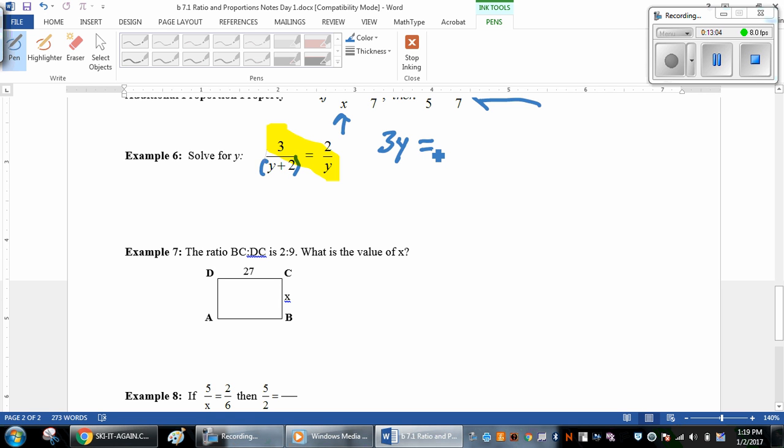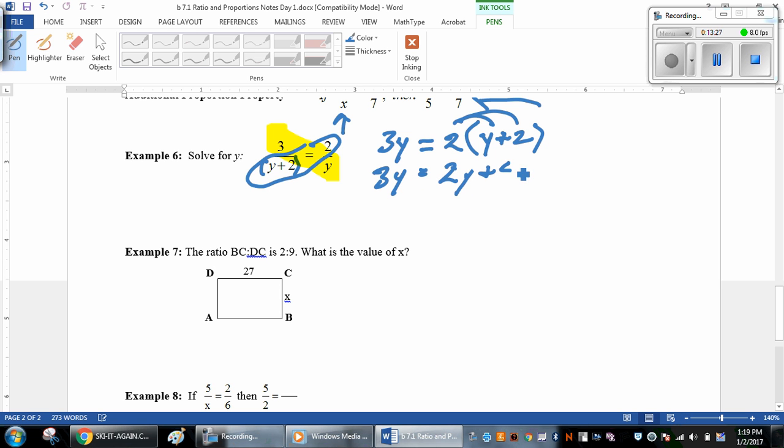But now when I do my other cross products, it's 2 times that whole thing. So when we write it, you got to make sure you write those parentheses there, because that tells us now we need to distribute that 2. Okay, so let's go ahead and distribute that 2 to both of those. And now we're going to go ahead and solve this thing. All right, so we got 3y equals 2y plus 4. All right, just a simple equation, right?